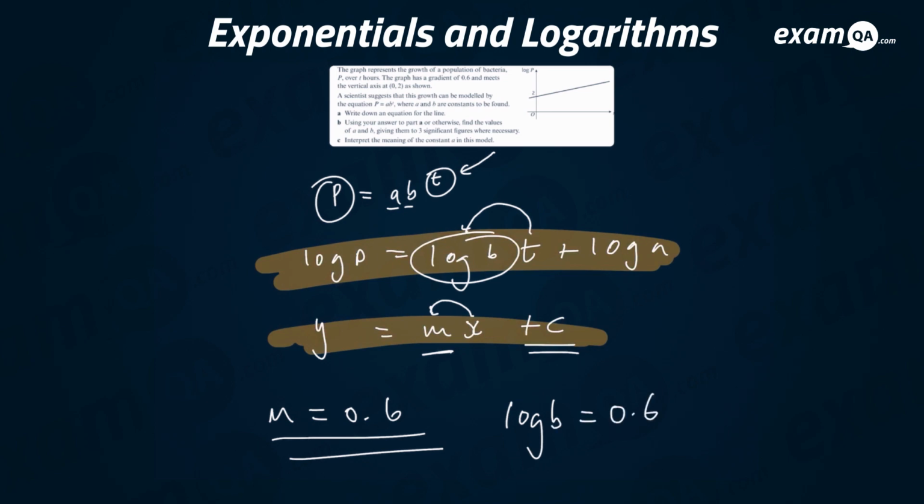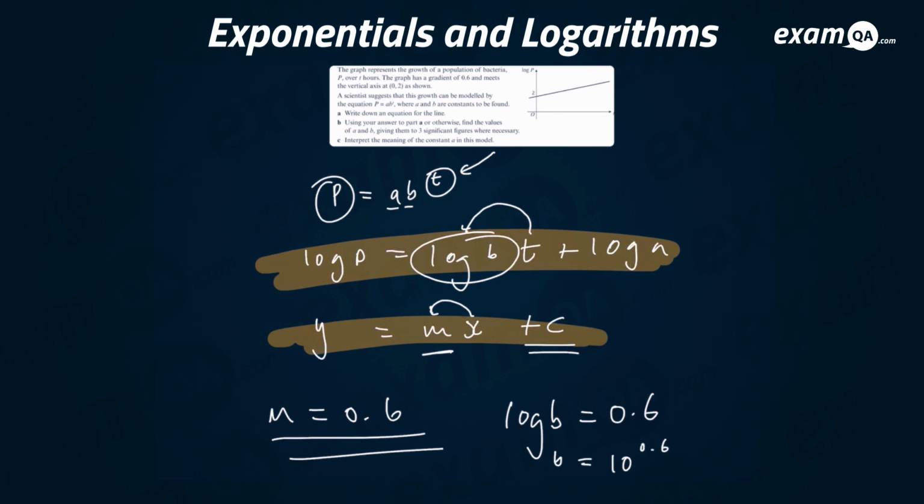Can you see how this y equals mx plus c is helping us? When you put it in log form, just think, how does this correlate to y equals mx plus c? What would be my m? What would be my c? What is my x? What is my y? It sort of comes together. Log b is 0.6, so take tens of both sides. That means b is 10 to the power of 0.6.